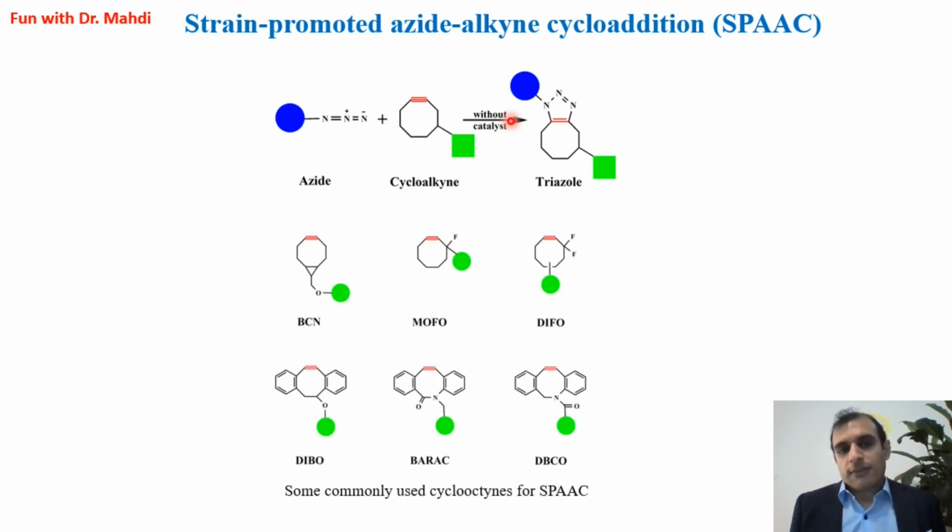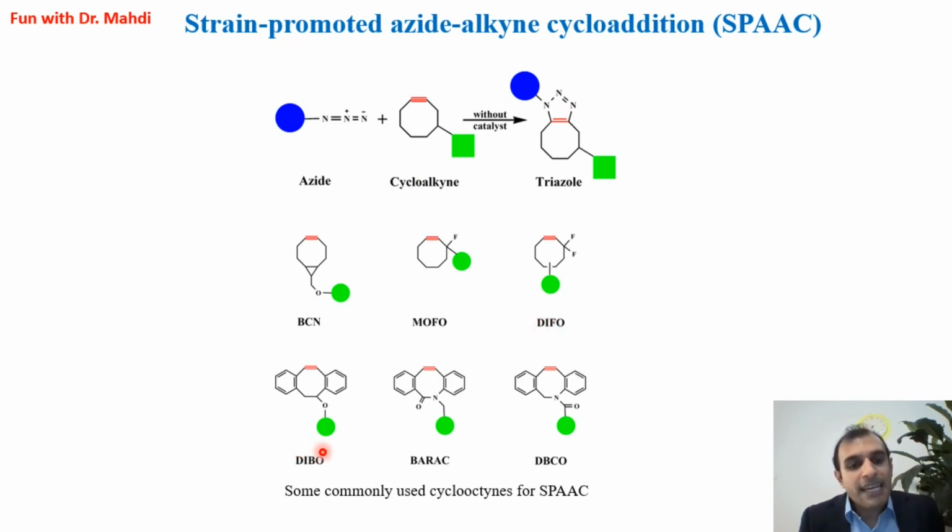There are different types of cycloalkyne that can participate in chemical reactions with the azide group. Here you can see some commonly used cyclooctynes for SPAAC. For example, we have bicyclononyne or BCN. We have monofluorinated cyclooctyne or MOFO. Also, we have DIFO or difluorinated cyclooctyne.